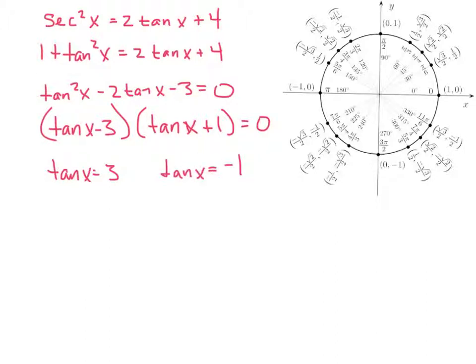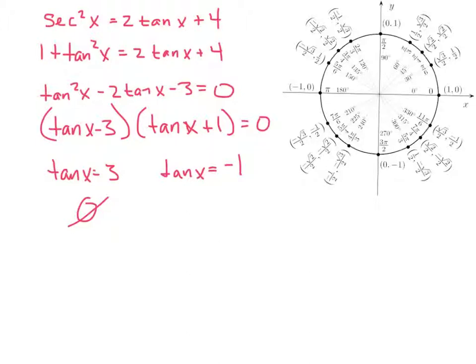So we look at the unit circle, and the tangent of x equals 3. That means some y divided by x is going to give us 3. Well, that never happens. Okay? So that solution does not exist.